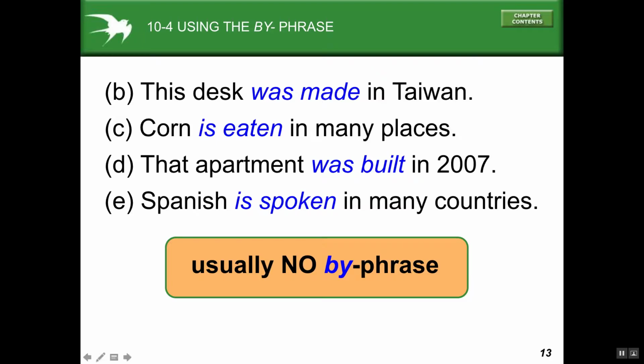Or maybe it is information that the person who's writing or speaking this sentence doesn't know. So, for this one, "Spanish is spoken in many countries by people." That doesn't give us any extra information, right? We can understand that without the "by" phrase. And maybe indeed that apartment was built in 2007 by a certain company. Maybe we don't know that information, and so we can leave it out.